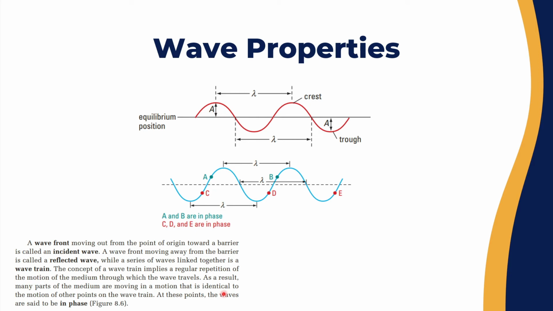There's something in waves we call phase. When one wave is moving exactly as the other wave, we say those two waves are in phase.